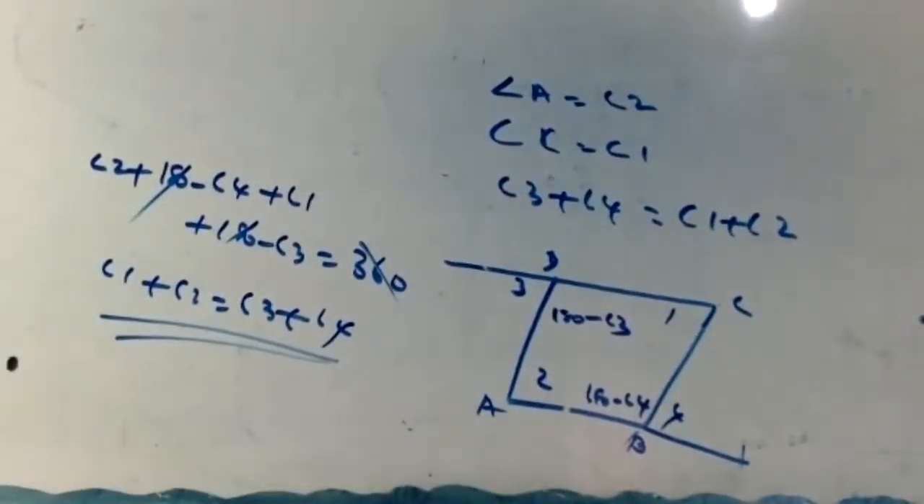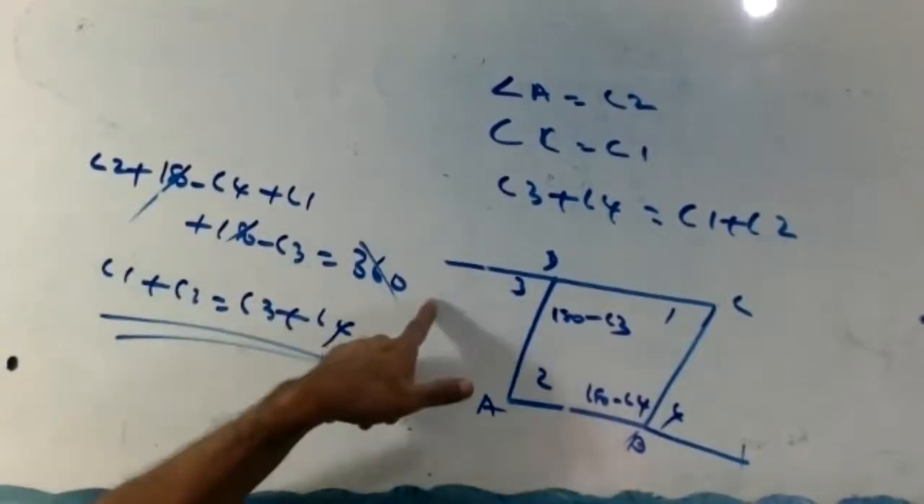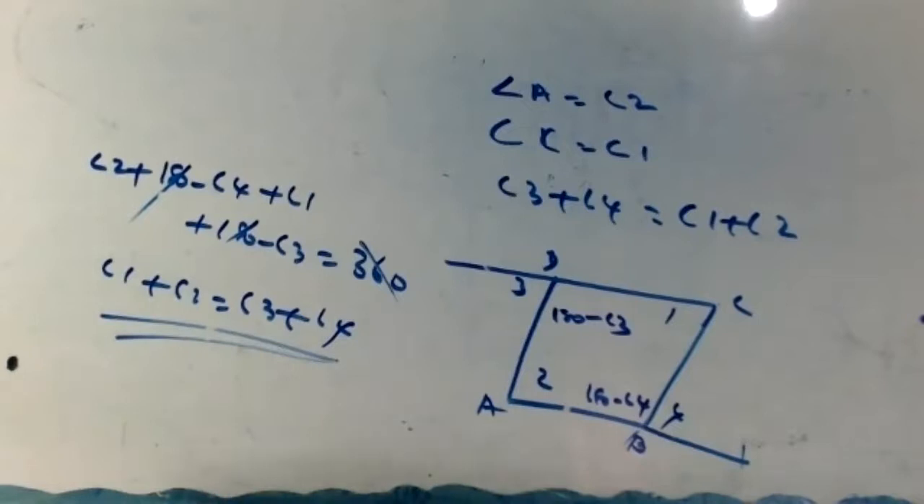This is 180 minus angle 4. This is 180 minus angle 3. Add all, you'll get 360. So here 180, 180 all cancel this side. So 1 plus 2 equal to 3 plus 4. Finish. Okay, now this is a 4-mark question. Any doubt? Hello. Anyone have doubt? Tell me now.